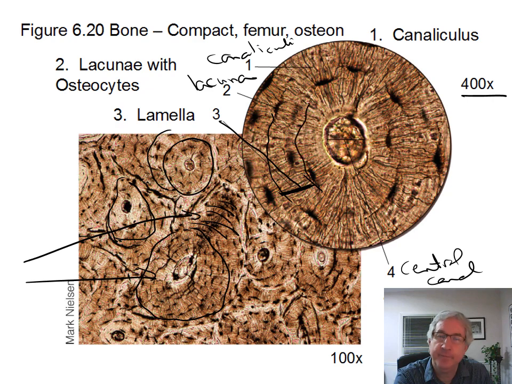Okay. If you can see that, you can see that kind of line going across there. So it's just the concentric rings, lamella. All right, so next slide.